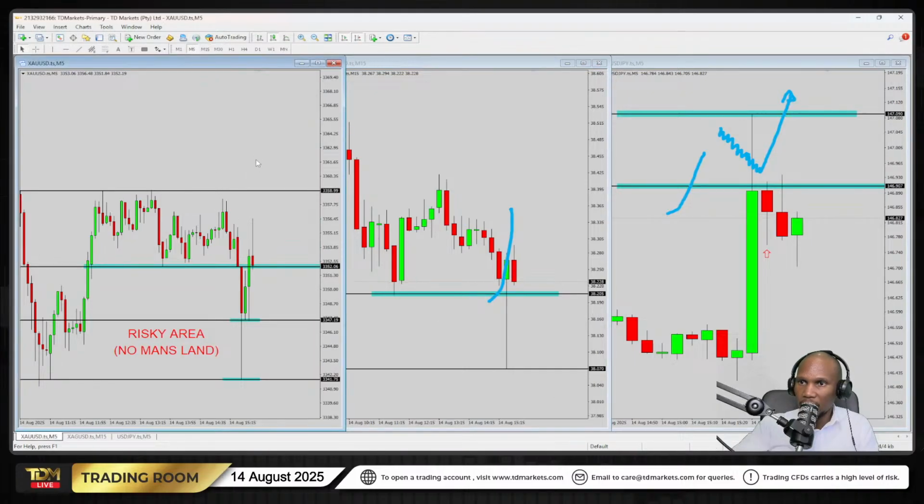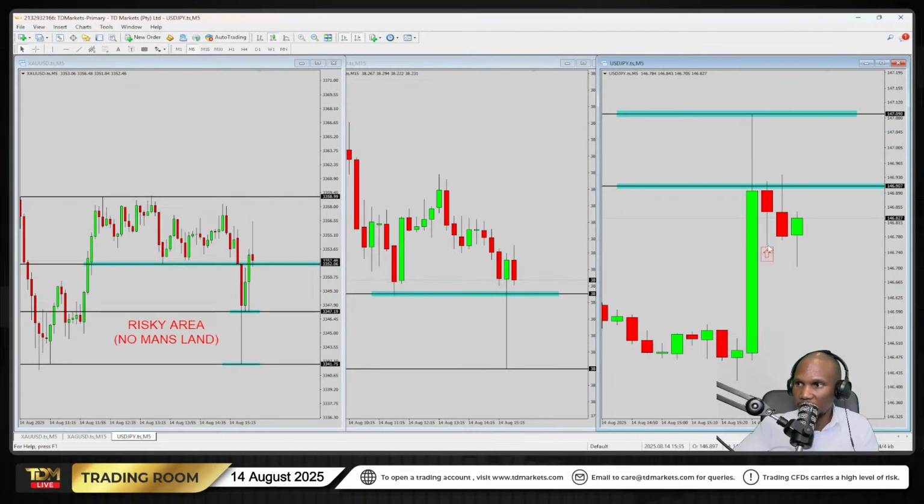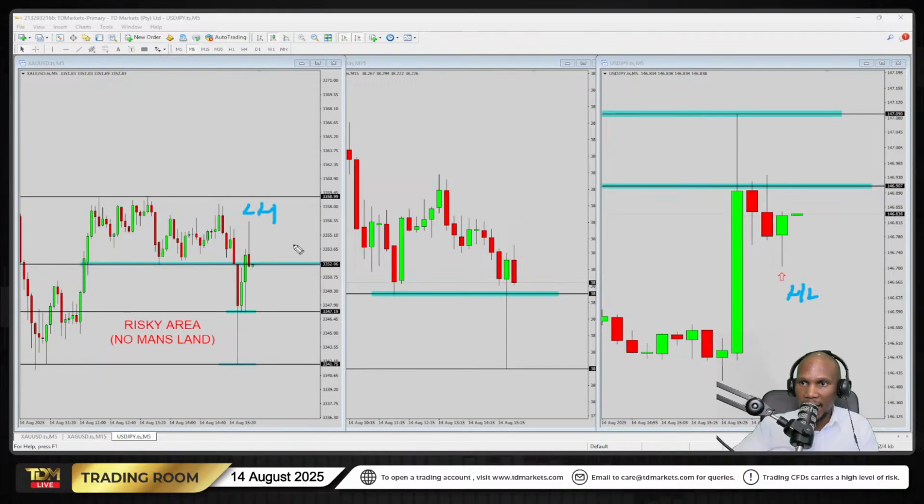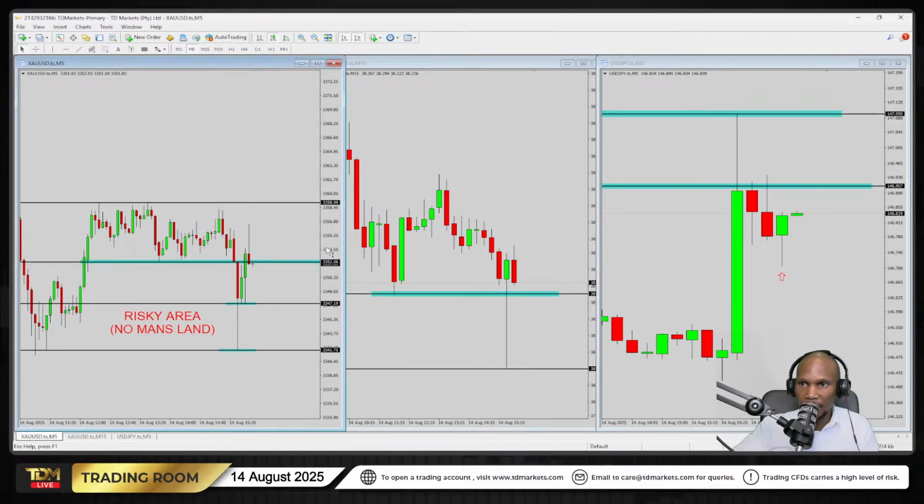Okay, let's quickly have a look at this, guys. Now things are getting interesting. Look at UJ. Seems like we are getting that higher low on UJ. On gold, seems like we're getting that lower high. All right, seems like we're getting it. So things are getting interesting.